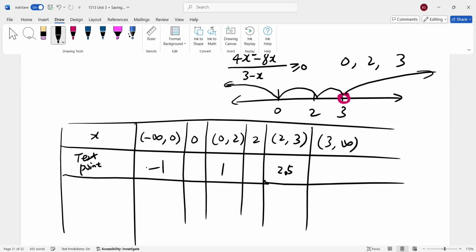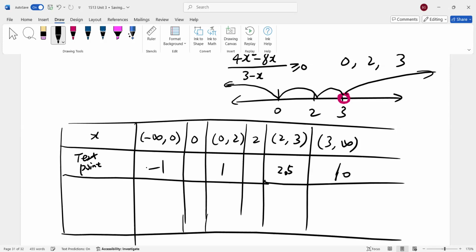Between 2 and 3, I mean, from 2 to 3, that open interval. We have to find a decimal to be the testing point, because the endpoint will not be able to be the testing point. 2.5 is not too bad, you will see. From 3 to infinity, we can do 10. Each single detail has to be very accurate to guarantee the result is correct.